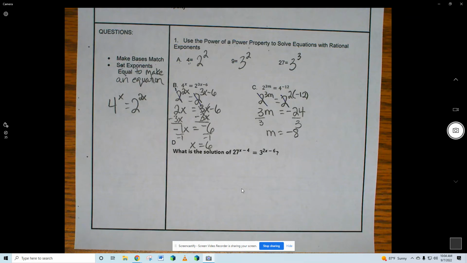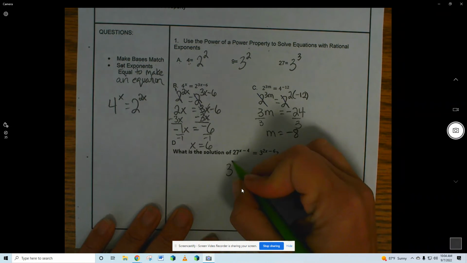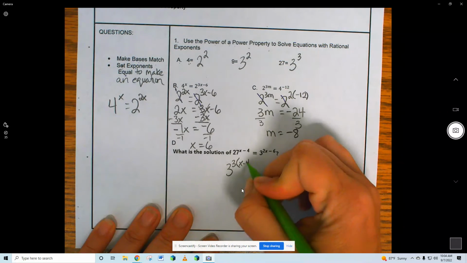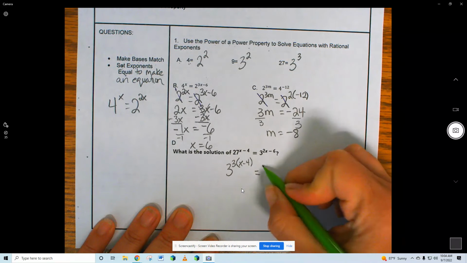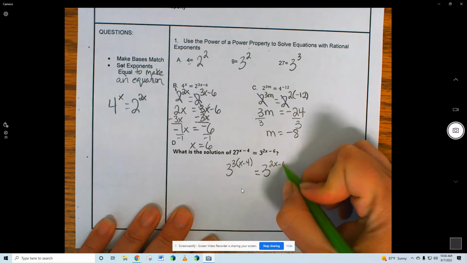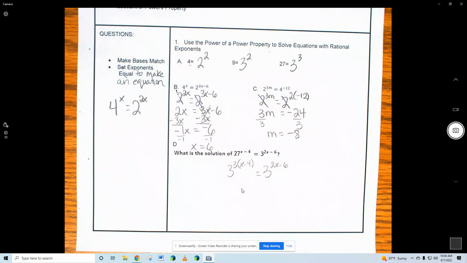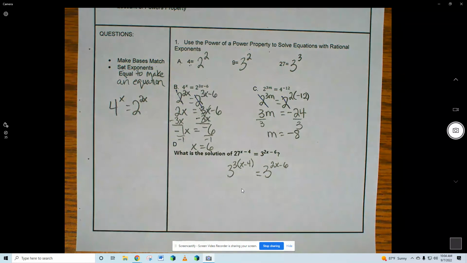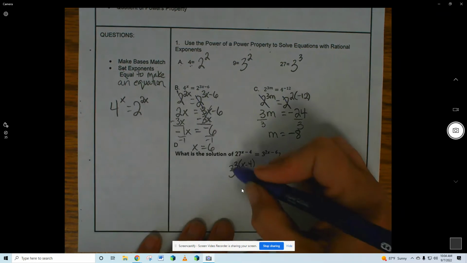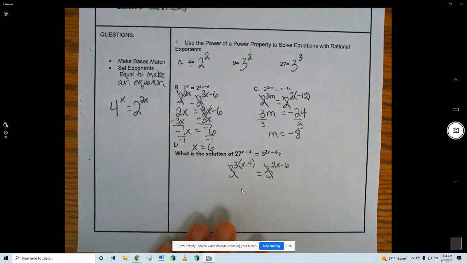I'm going to have to multiply. X minus 4. And the 2x minus 6 stays as is. It looks good. The 3's are both the same base. Good.